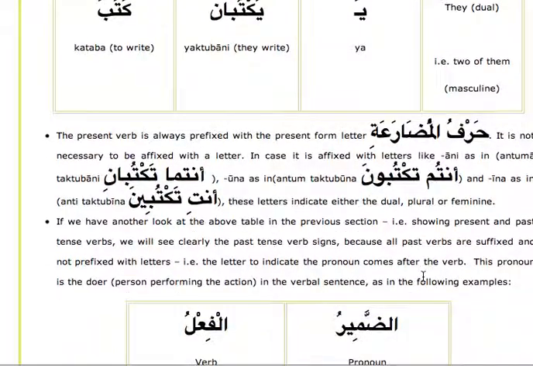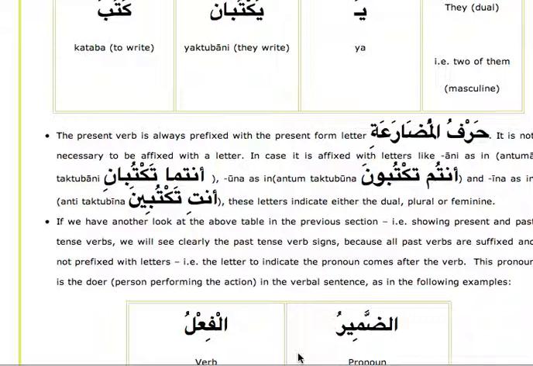Now the present verb is always prefixed with the present form letters, حرف المضارع. It is not necessary that it be affixed with a letter, in case it is affixed with letters like ani, as in antuma taktubani, antum taktubuna, anti taktubina. These letters indicate either the dual, plural, or feminine. If we have another look at the above table in the previous section showing present and past tense verbs, we will see clearly the past tense verb signs, because all past verbs are suffixed and not prefixed with letters. The letter to indicate the pronoun comes after the verb.